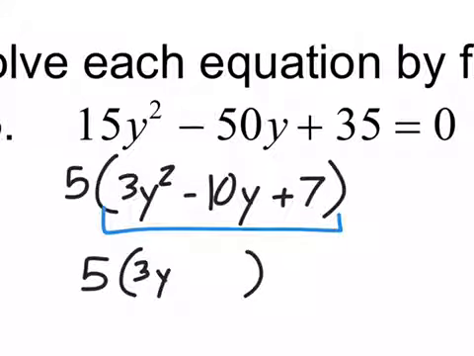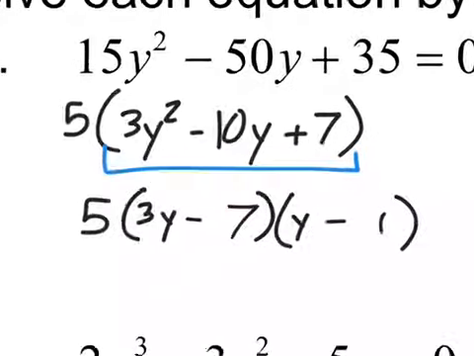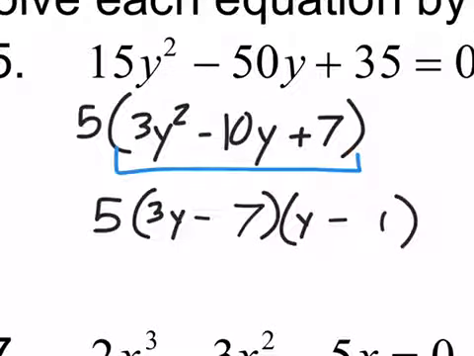So I'll have 3y and y. And then I'm looking for factors of 7. It's going to be positive, but I see it needs to add to negative, so it'll be double negative. So I'm going to do 7 and 1. This checks because I got negative 3y and negative 7y, adding together to give me negative 10y.